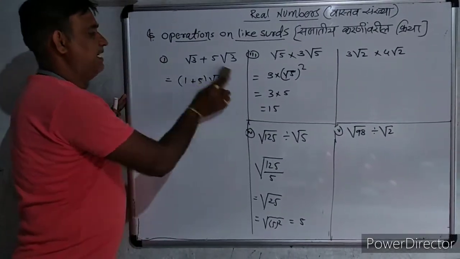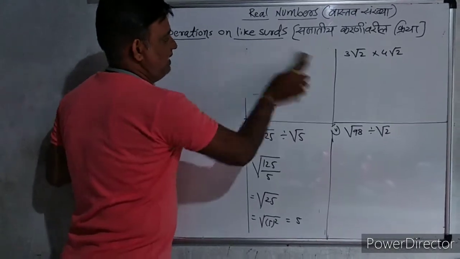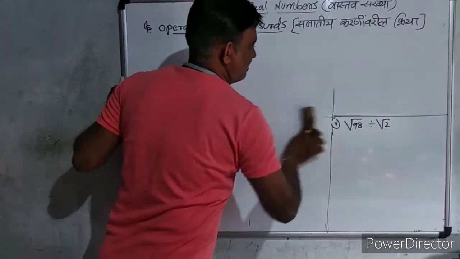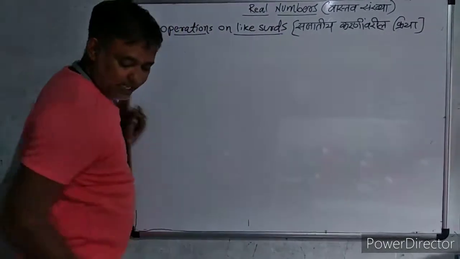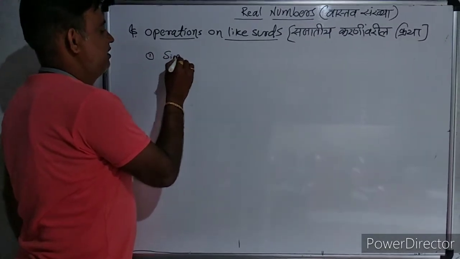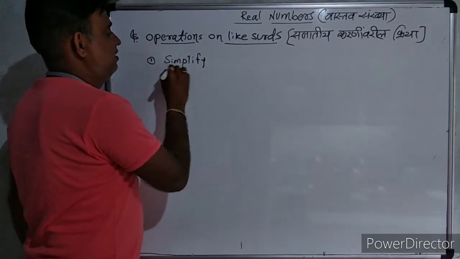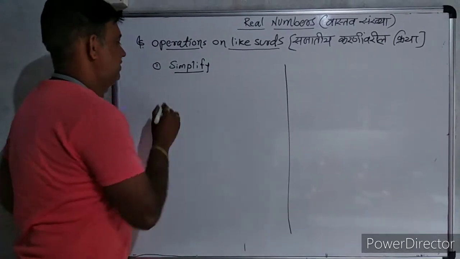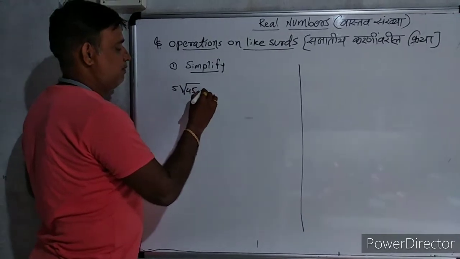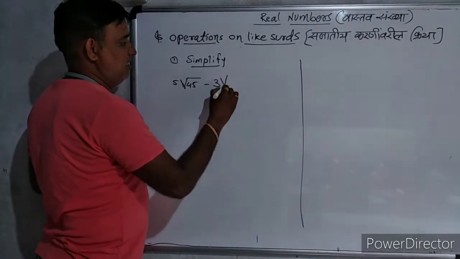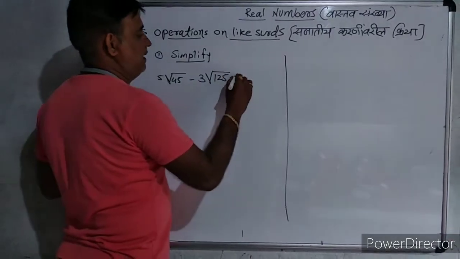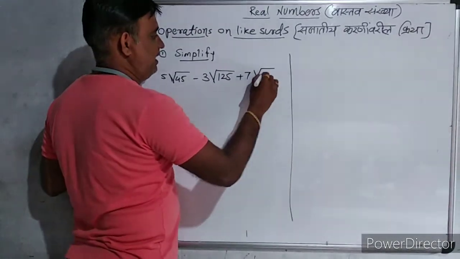But these are very simple examples which will be asked for only 1 mark. For 3 marks, the different kind of examples are asked, like suppose, okay, like simplify. Two examples we will take. First, suppose 5 in radicand 45 minus 3 radicand 125, okay, plus 7 radicand 5.